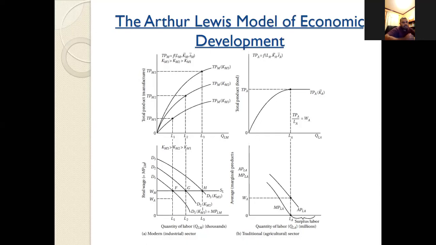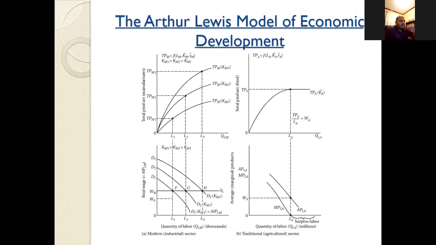Now, each time that happens, more and more capital is actually being invested in the sector. Now, what does that do? As opposed to the agricultural sector that we see on the right-hand side, where the total product curve flattens, we have a situation on the left in the modern sector where the total product curve benefits from technical progress. Now, that total product curve begins to jump higher and higher.